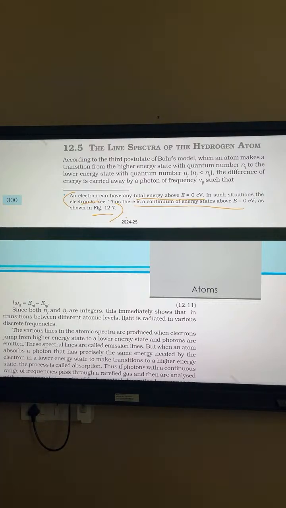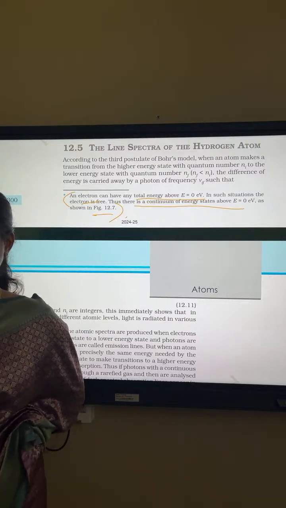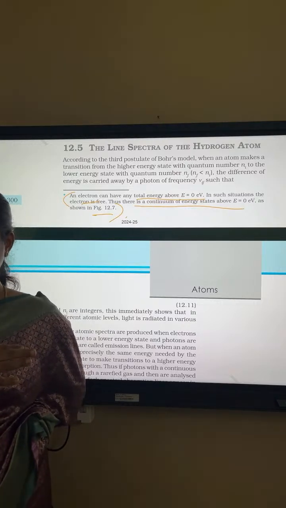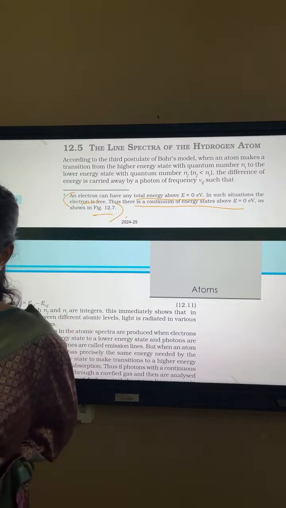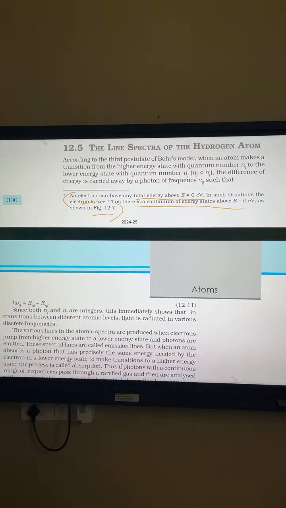Initially, there is no transformation. I mean, E final minus E initial will be 0 if it is bound to the nucleus. If it is unbound from the nucleus, then definitely the energy will increase, right? Like the way they are. Okay.